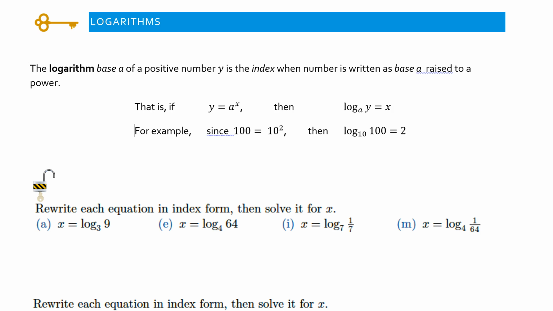Hello mathematicians, let's take a look at the second part of this very short topic, which is logarithms. Logarithms sound technical, but they're not really.